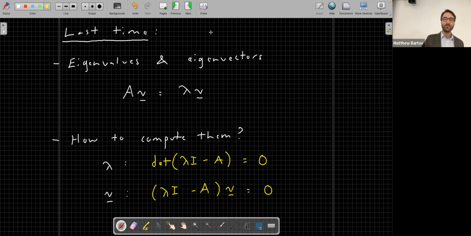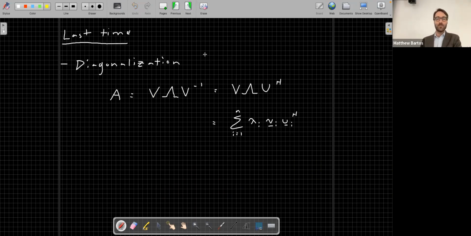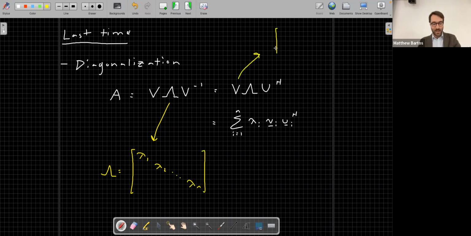All right. Next, we talked about diagonalization. This is a really important topic that we're going to get into a bit more today. We're going to get into some generalizations of diagonalization. We showed that for a matrix A that is diagonalizable, and we'll talk a little bit more about matrices that are not diagonalizable today, we can decompose it into this matrix product where lambda here is a diagonal matrix of eigenvalues, lambda 1, lambda 2, through lambda n. And V is a stacked matrix of eigenvectors, right eigenvectors, V1 through Vn.